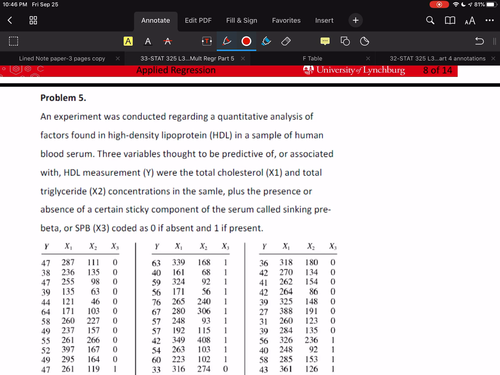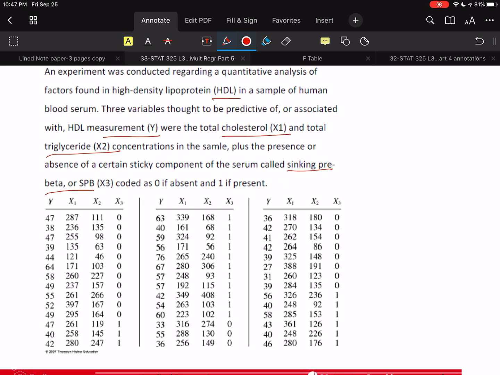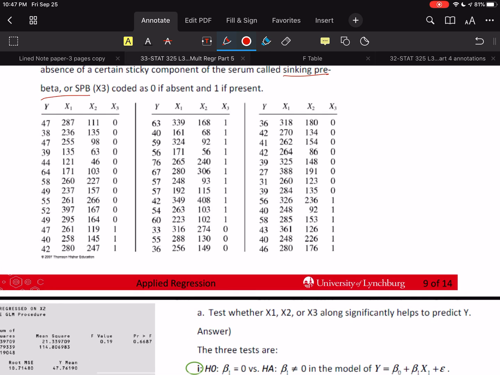Okay. So an experiment was conducted regarding quantitative analysis of factors found in HDL, high-density lipoprotein, in a sample of human blood serum. There are three variables that they think are highly predictive or could be associated with HDL, which is the Y: total cholesterol, total triglycerides, and sinking pre-beta or SPB, coded as 0 if absent, 1 if present. Okay, so there's the data.